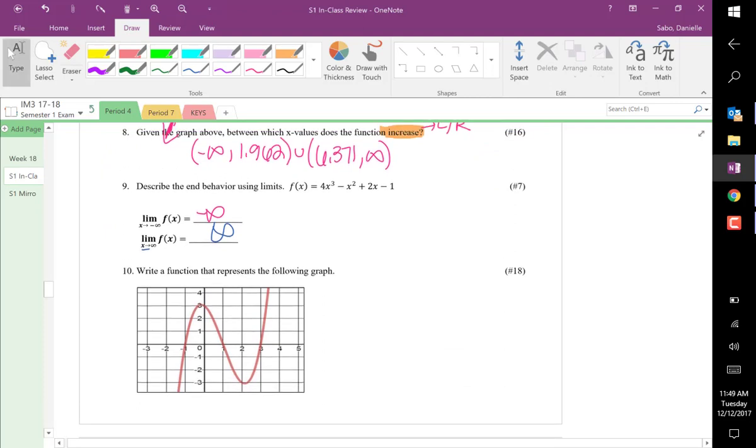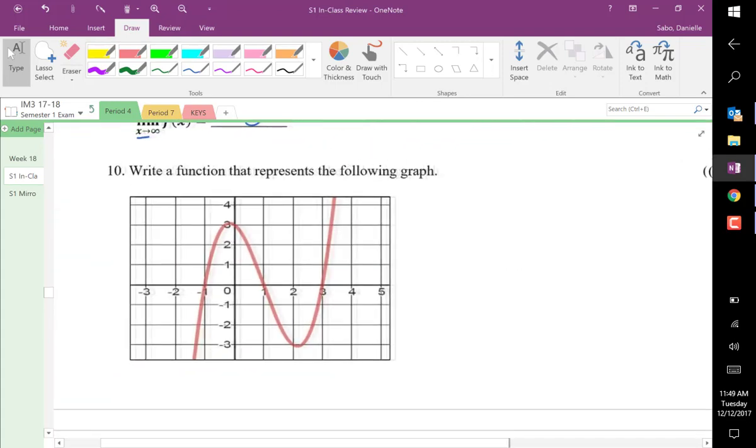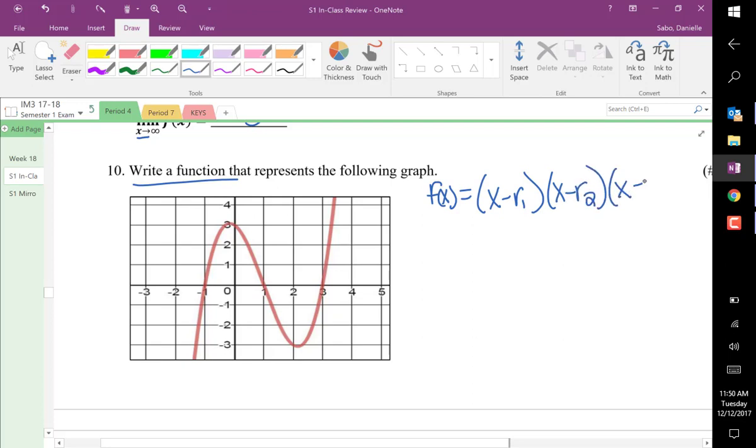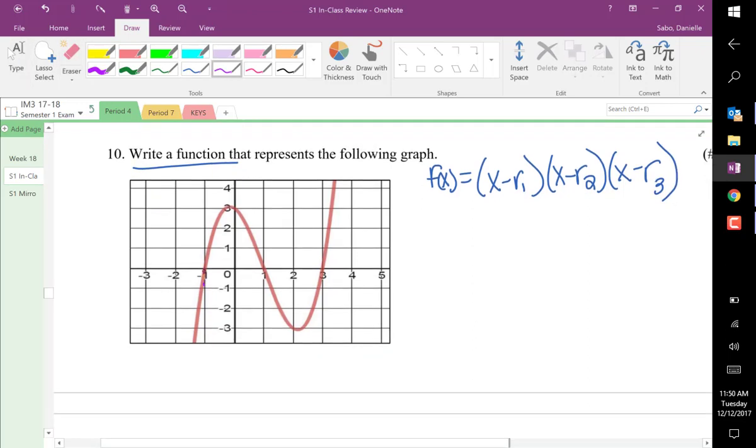Ooh, this one you're gonna have to know how to do a couple times. We did this already in the last chapter. Whenever you're trying to write a function and you're only given a graph, the only way to do that is to use that intercept form, which you guys are starting to get a little bit better at. X minus one of your roots, X minus another one, and X minus another one, because we have 3 in the situation. What is my first root in purple?